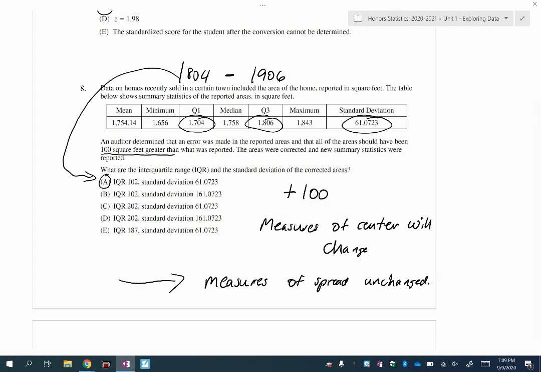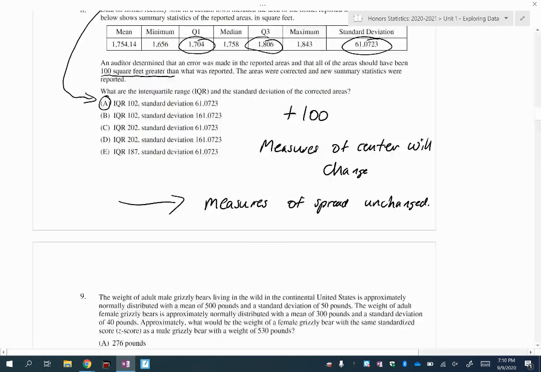So that's kind of the main takeaway from the beginning of chapter 6. If you take all your data values and add or subtract some constant, then measures of center will change, but measures of spread are unchanged. If you multiply your data values by some constant, or you divide your data values by a constant, then everything will change. Measures of center and measures of spread.